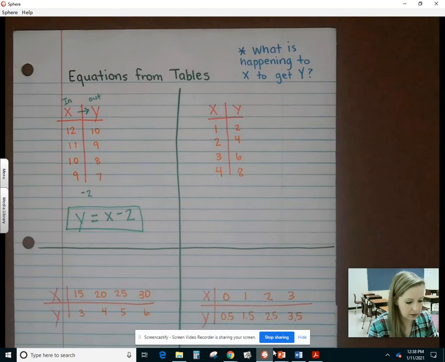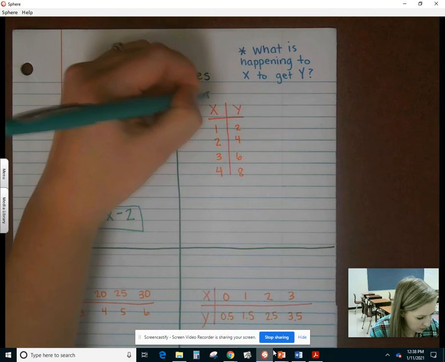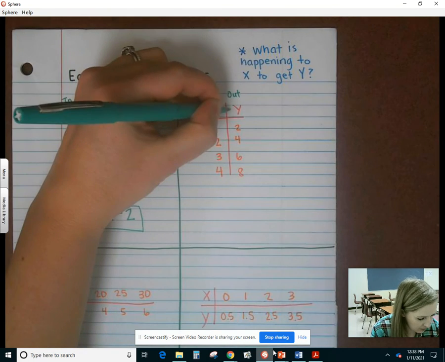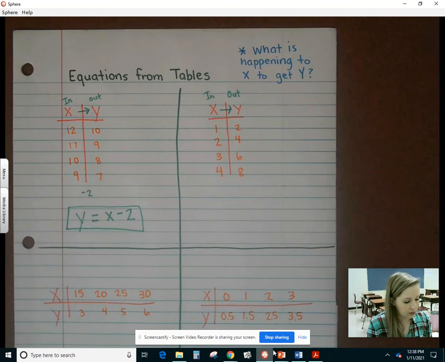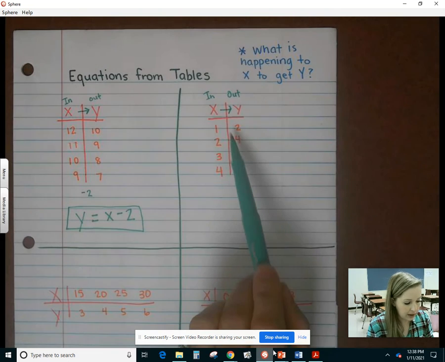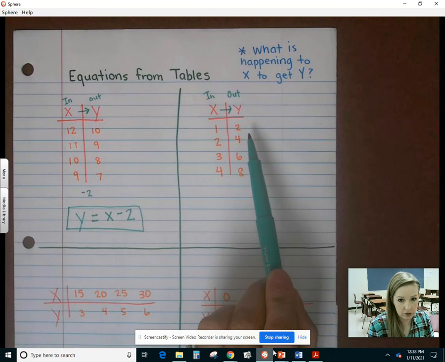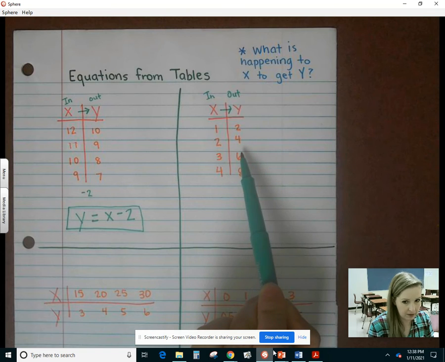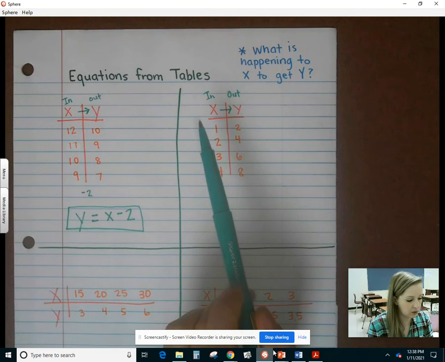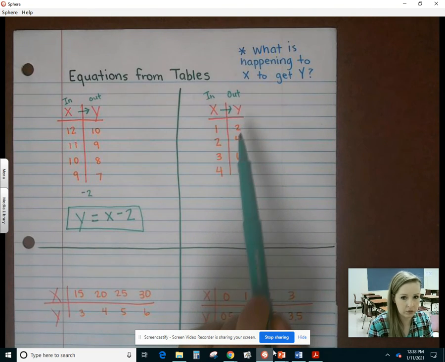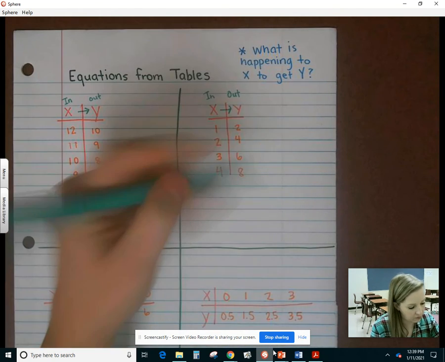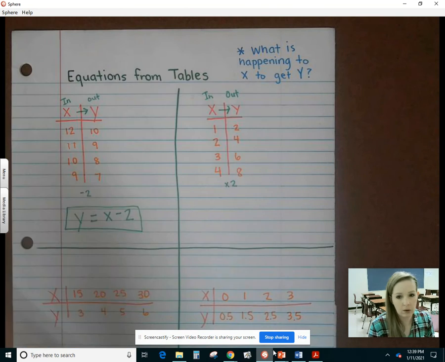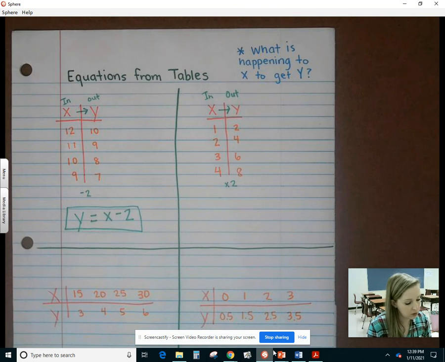Let's look at another example. Again, we've got our input and our output, and something is happening to that x to get that y. And it's getting bigger this time, so we know we're either adding or multiplying. I can add 1 to 1 to get 2, but 2 plus 1 is not 4, so that's not going to work. So the other way I could do that is I could multiply by 2. 1 times 2 is 2, 2 times 2 is 4, 3 times 2 is 6, and so on. So our rule here is that we are multiplying by 2.